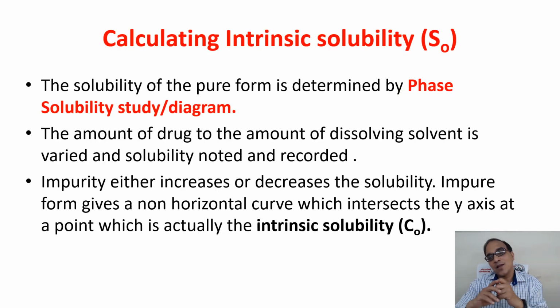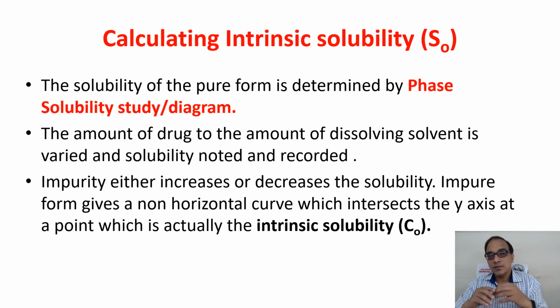Now how can you calculate the intrinsic solubility? The solubility of the pure form is determined by a phase solubility study. Remember this term, phase solubility study. With the help of a phase solubility diagram, in this study we develop a phase diagram. The amount of drug to the amount of dissolving solvent is varied and the solubility is noted and recorded in this method. This is the simple fundamental principle of this study.